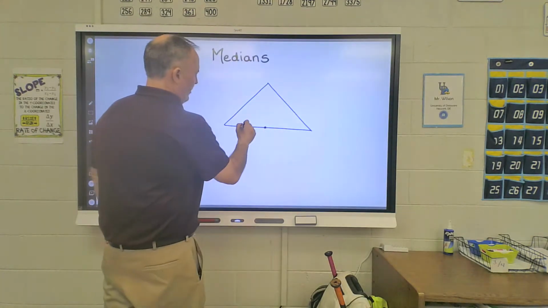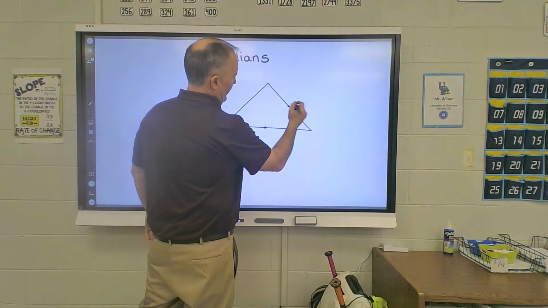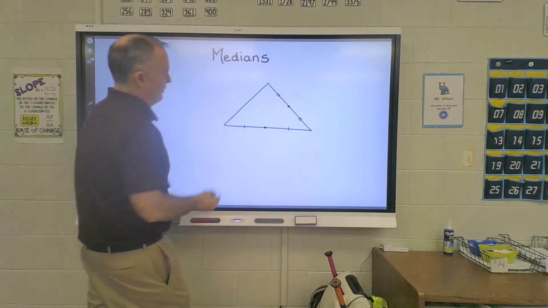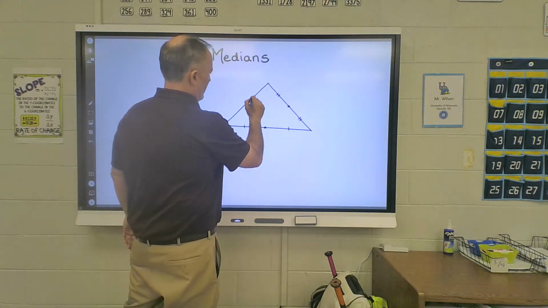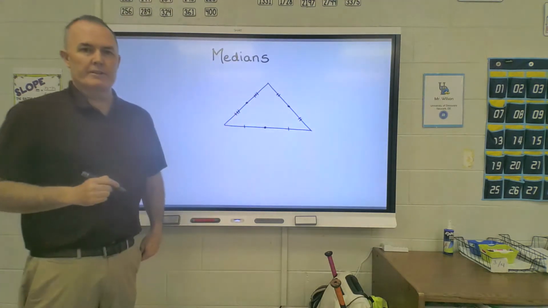So we say that's the middle. That's the middle. Both these sides are congruent. Over here, we'll call that the middle, making both of them congruent. And that point is the middle, making both of those sides congruent.